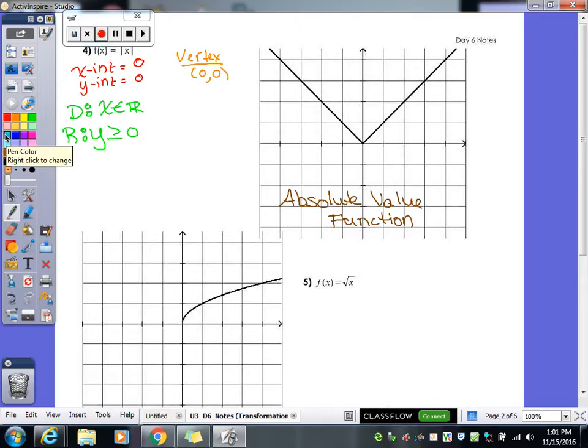Is this an even function? Is it symmetric over the y-axis? Yeah. Would this be a one-to-one function? No. Totally would fail your vertical line test or your horizontal line test. Is it onto? Nope. Is it continuous? Yep.